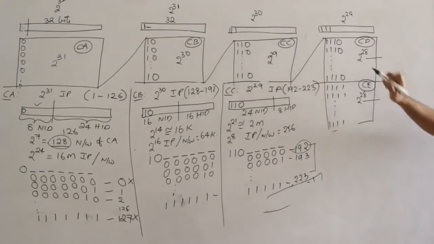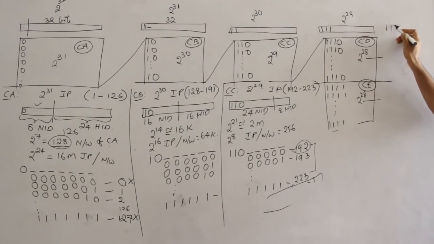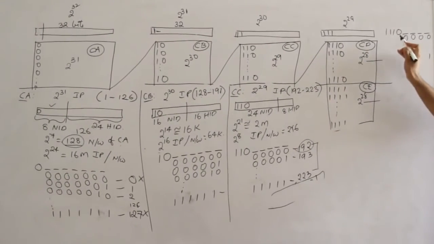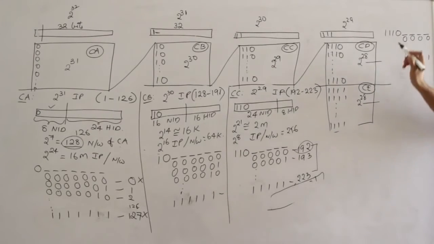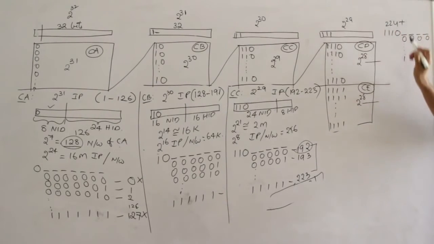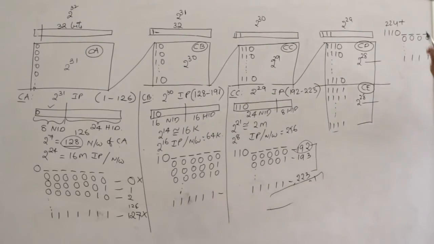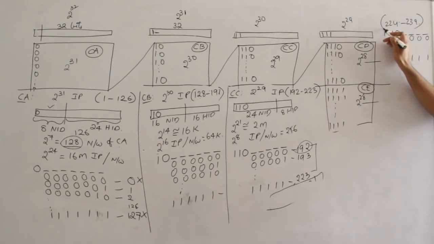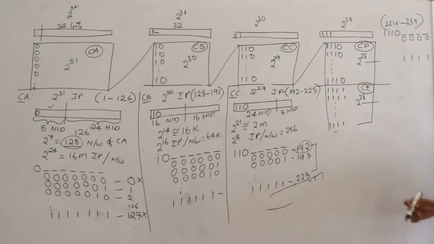If you want to see the range, class D starts with 1110, and how many bits are remaining? 1 2 3 4, which means 0 0 0 0, right? And what is the last one? 1 1 1 1. Therefore the range of class D is 1110 followed by all zeros, which is 224, up to 224 plus 4 ones, which is 15, so 239. Therefore the range of class D is 224 to 239. And the range of class E, you can guess, is the remaining 240 to 255, right?